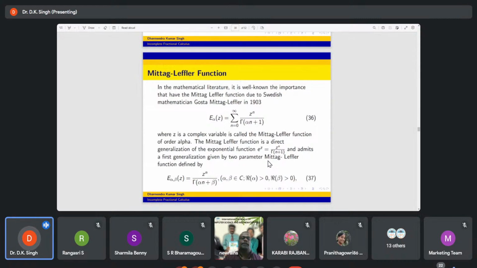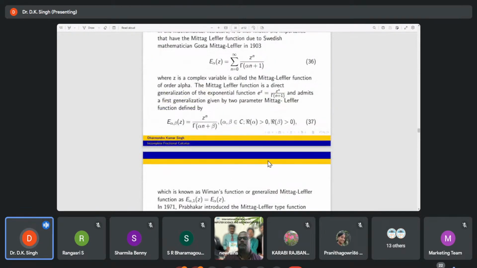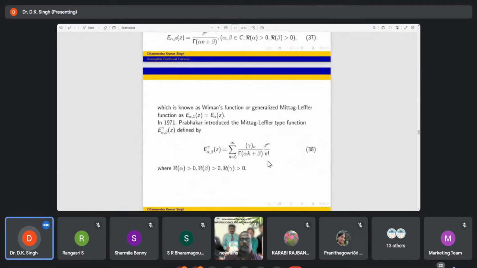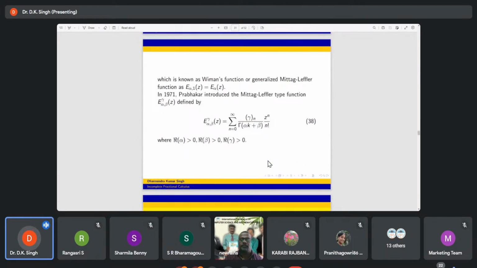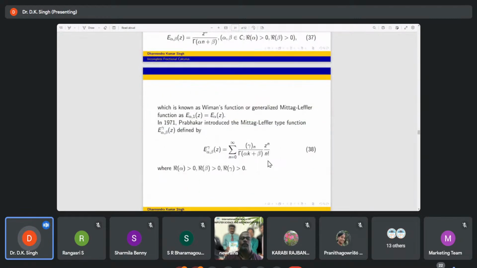If you substitute alpha equal to 1, you will get your exponential function. This is the one-parameter form, and this is the two-parameter form, known as the generalized Mittag-Leffler function. If you substitute alpha equal to 1 and beta equal to 1, you get the exponential function form. And there is a more generalized form of this Mittag-Leffler function, given by Prabhakar, who uses another parameter, gamma.